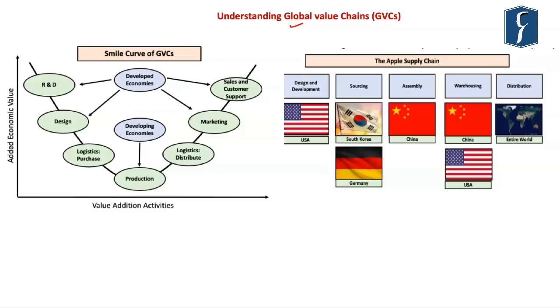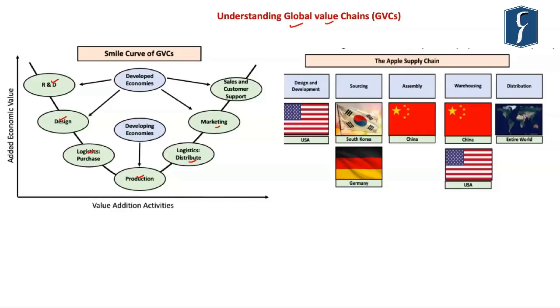So, what exactly are the global value chains? See, for the manufacture of goods and services, multiple activities are involved. So as part of the global value chains, these multiple activities are not carried out in a single country. Rather, these multiple activities are carried out across multiple countries depending upon their strengths.